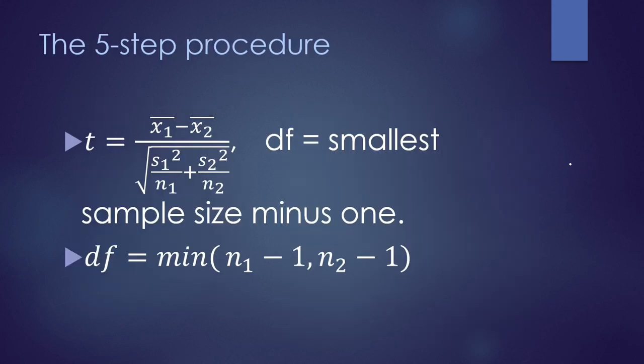The 5-step process is exactly the same as earlier, and here is the formula to calculate the test statistic. T equals x bar of the first group minus x bar of the second group, divided by the square root of the standard deviation of the first group squared over the sample size of the first group, plus the standard deviation of the second group squared over the sample size of the second group.